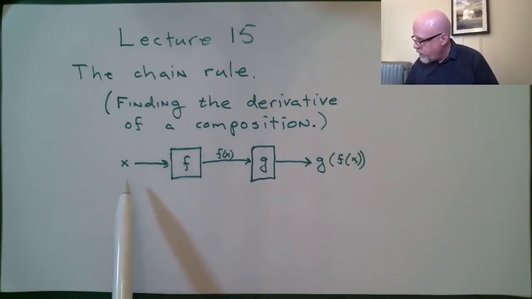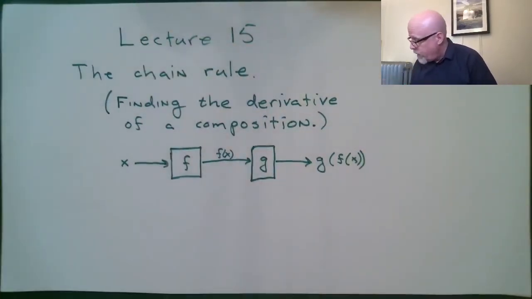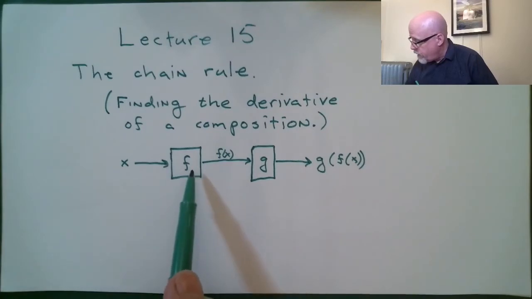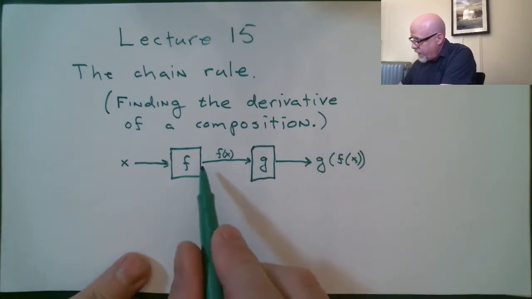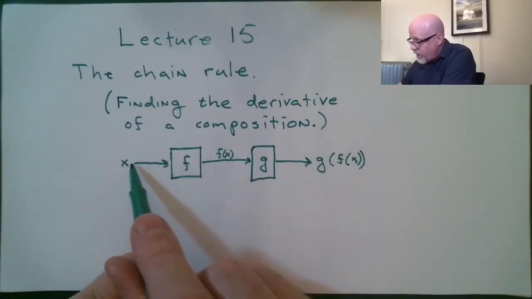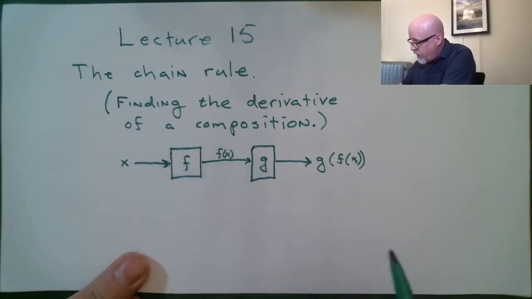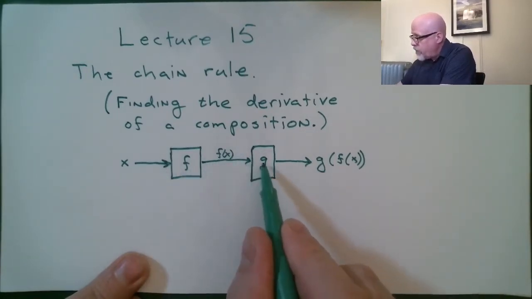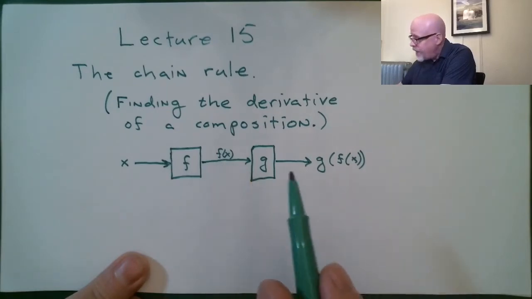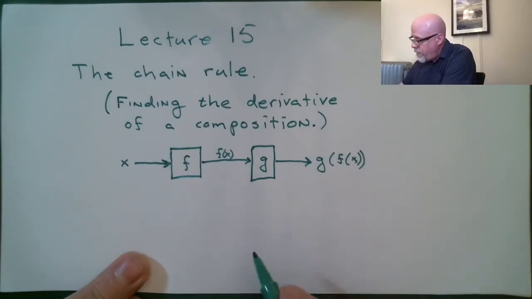Now remember, we picture a composition like this, and I think maybe you see why folks in other parts of the world might call that a chain. The input goes into F, and then F's output goes into G. The value on the line between F and G is F of X. We've transformed X into F of X, and so G is receiving F of X as its input. That means this is G of F of X that comes out.